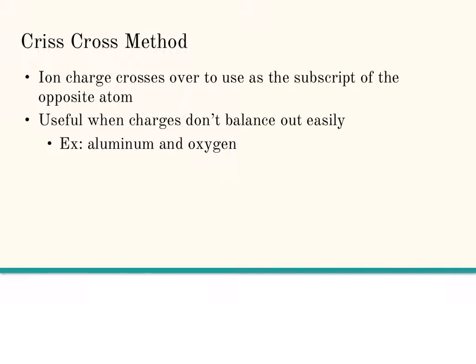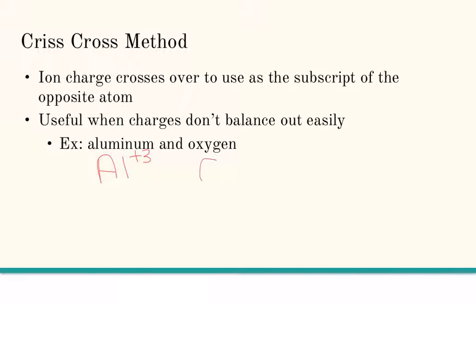Sometimes when we're writing formulas for compounds, the ion charges don't cancel out as easily, and so we can use something known as the crisscross method. The crisscross method says that the ion charge can be crossed over and be used as the subscript of the opposite atom. And again, this method is useful when charges don't balance out easily. So again, using the front of my periodic table, I can look up aluminum and say that aluminum has an element symbol of Al and an oxidation number of +3.